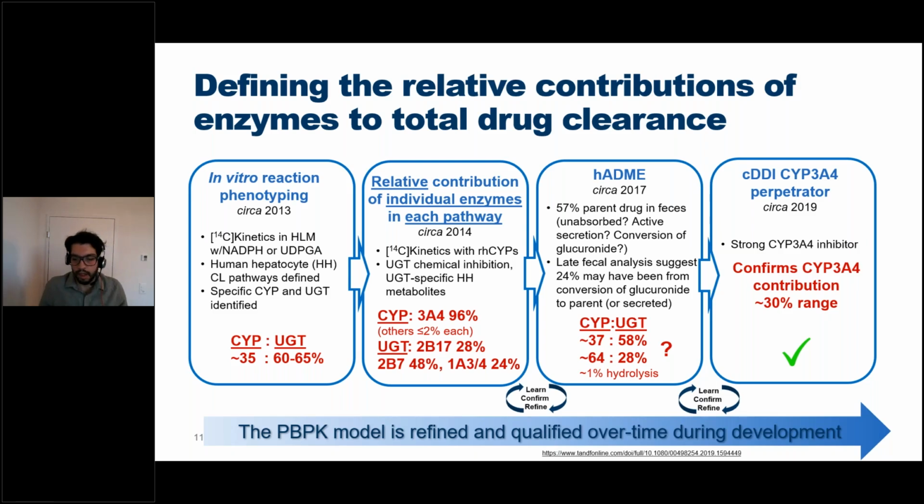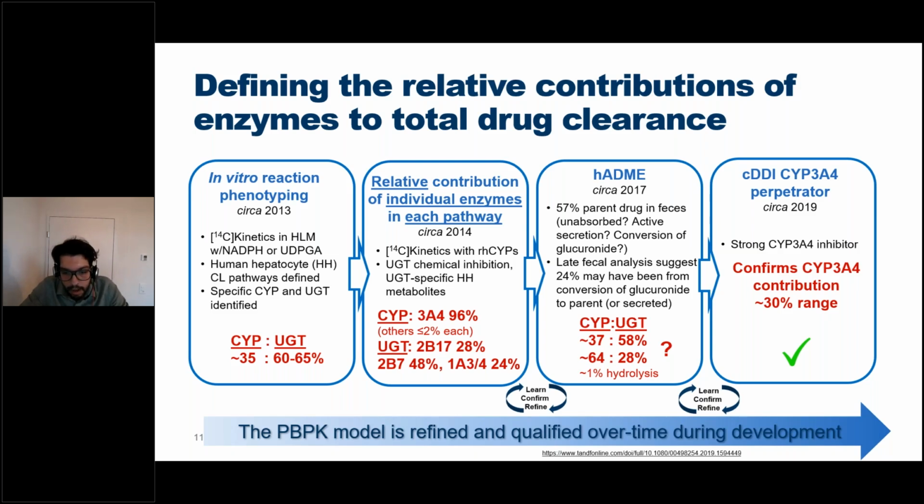and this gave us a first kind of estimation of the relative contribution between oxidative metabolism and glucuronidation, which you can see here with about 35% of CYPs and 60 to 65% of UGTs.